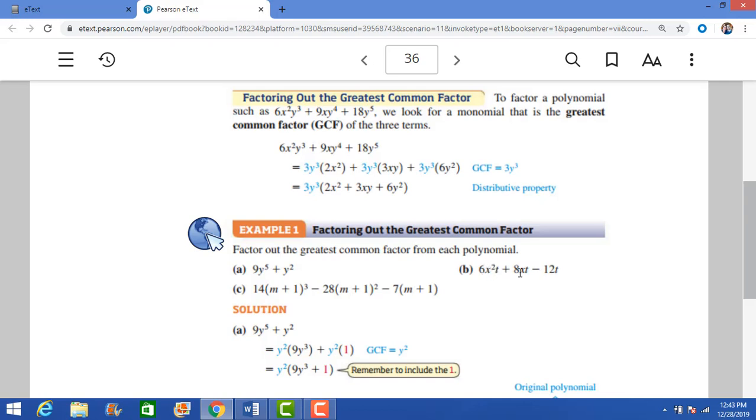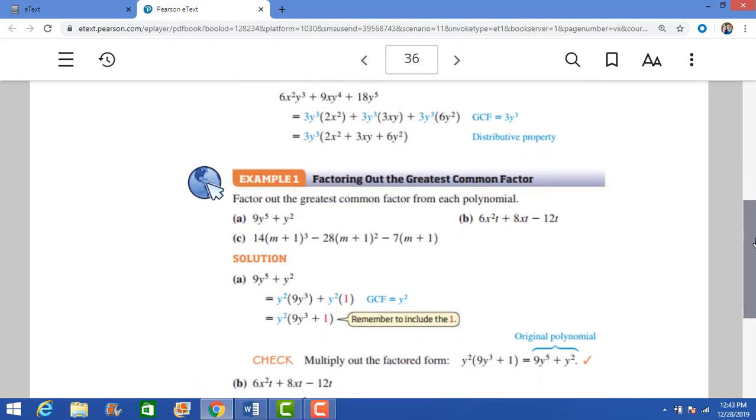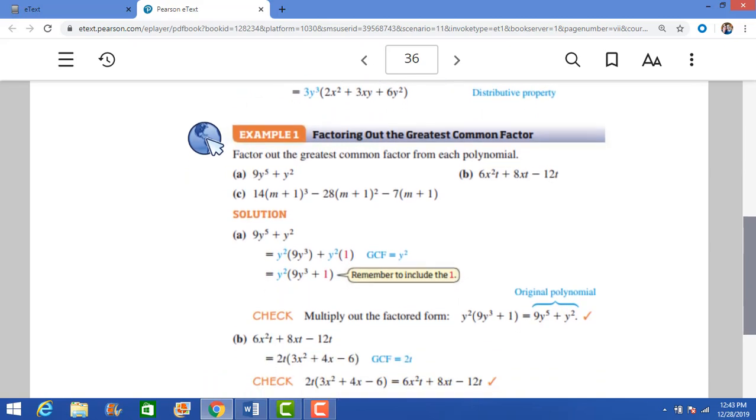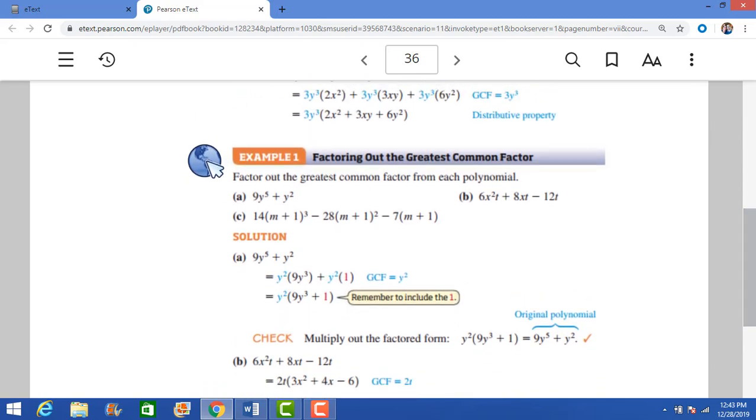And then we're going to look at the x's. What's the smallest exponent of x that we can factor out? Again, there's 0 here, so we can't factor out any x's. What about t's? Well, we can factor out a t, so we can factor out a 2 and a t from each one. And that will be the way we're going to rewrite each term. Okay, so we pull out a 2t, and that leaves us a 3x squared from this one, leaves us a 4x from this one, and a negative 6 from this one.